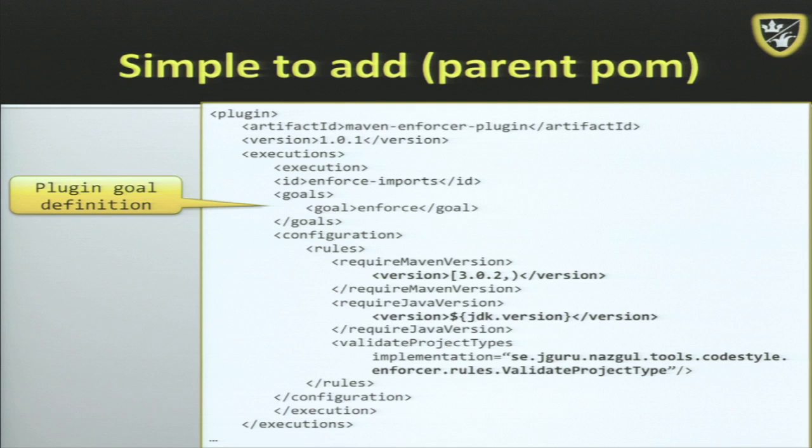In the case of the Enforcer plugin, the relevant goal is enforce. That would actually start its rule checks and do the interaction with the code and the build. And there are quite a few stock rules, standard rules that come with the Enforcer plugin. Like in this case, we need to use version 3.0.2 or upwards of Maven and a certain variable-defined JDK.